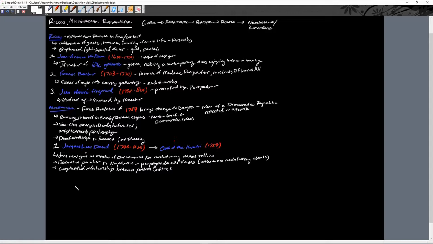And then the other person we want to talk about is another Frenchman. Again, all of these genres really getting their power here in France. Jean-Dominique Ingres. Sorry, there's no accent there. He lived from 1780 to 1867. He is a pupil of David's. He's one of his students.